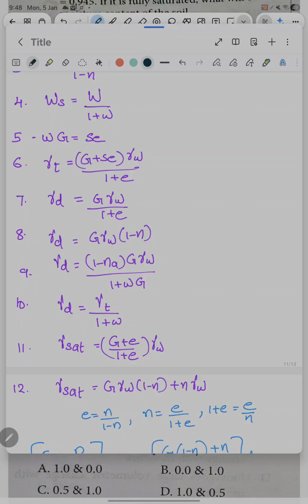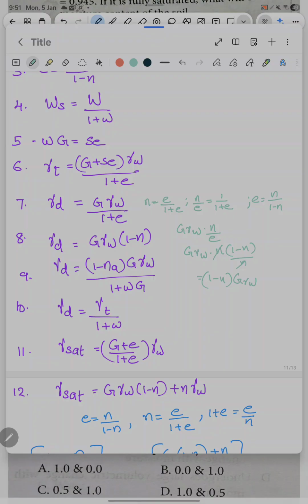Next is gamma D, the dry unit weight. The dry unit weight is (G plus Se) by (1 plus e) into gamma W. Here this term becomes 0 as S is equal to 0. So G gamma W by (1 plus e). In case of n, it is G gamma W into (1 minus n). And in terms of percentage air voids, (1 minus na) into G gamma W divided by (1 plus wG). Okay, I will discuss how it comes. Here it is G gamma W by (1 plus e) for the dry unit weight.